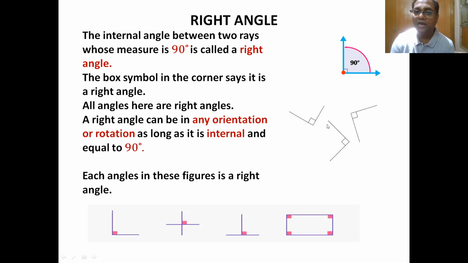Now you can see I have given three angles here. All these angles here are right angles. As the boxes are made at the corner, all these angles are right angles.